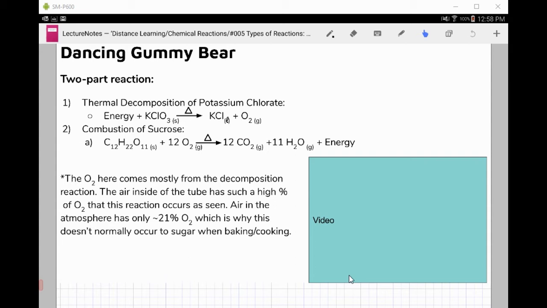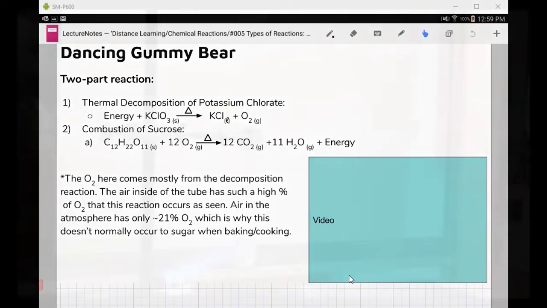You'll see some liquid, melted potassium chloride at the bottom, and there's going to be a lot of oxygen gas in there. And when we drop in a gummy bear, which is chock full of sucrose, it's going to react with that oxygen gas in that hot environment to undergo a combustion reaction. All right, let's take a look.